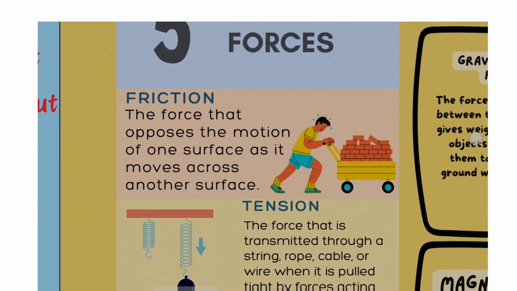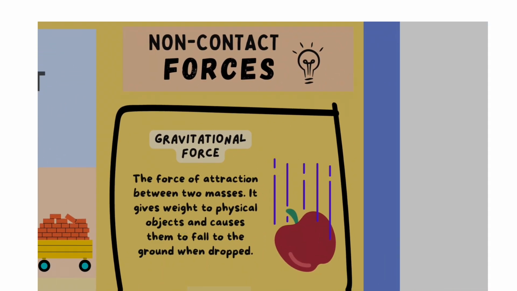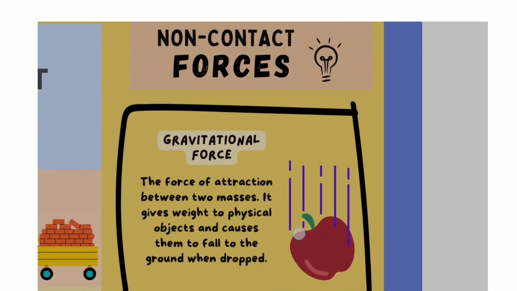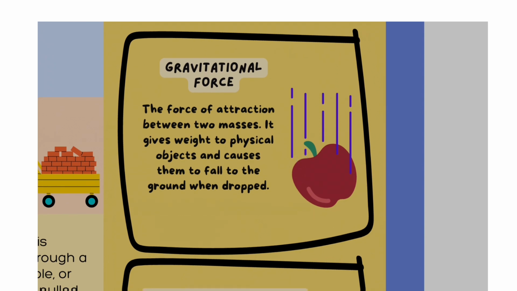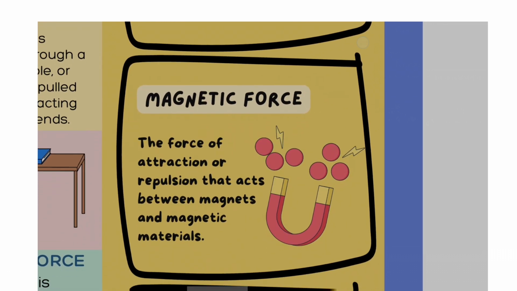Gravitational force. Description. Gravitational force is the attractive force that exists between any two masses. It is the force that gives weight to physical objects and causes them to fall to the ground when dropped. Example. The gravitational attraction between the Earth and the Moon. Magnetic force. Description. Magnetic force is the force of attraction or repulsion that acts between magnets and magnetic materials. Example. The force that causes a magnet to stick to a refrigerator.